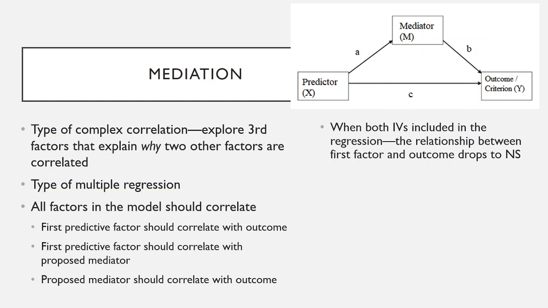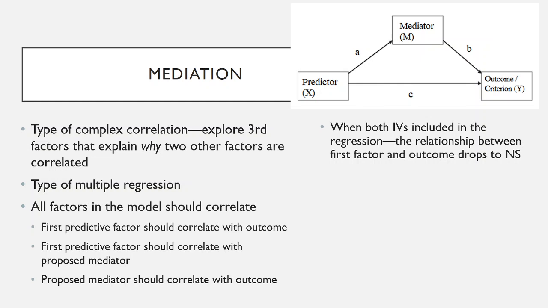Here's where things get really crazy, and this is where some of the confusion between mediation and moderation comes from. What you're going to do next is run a single multiple regression whereby the predictor x and the mediator are simultaneously included as independent variables in the regression, both simultaneously predicting the outcome. What's interestingly going to happen by virtue of the analysis is that the relationship between the first predictor x and the outcome y will drop to non-significant.